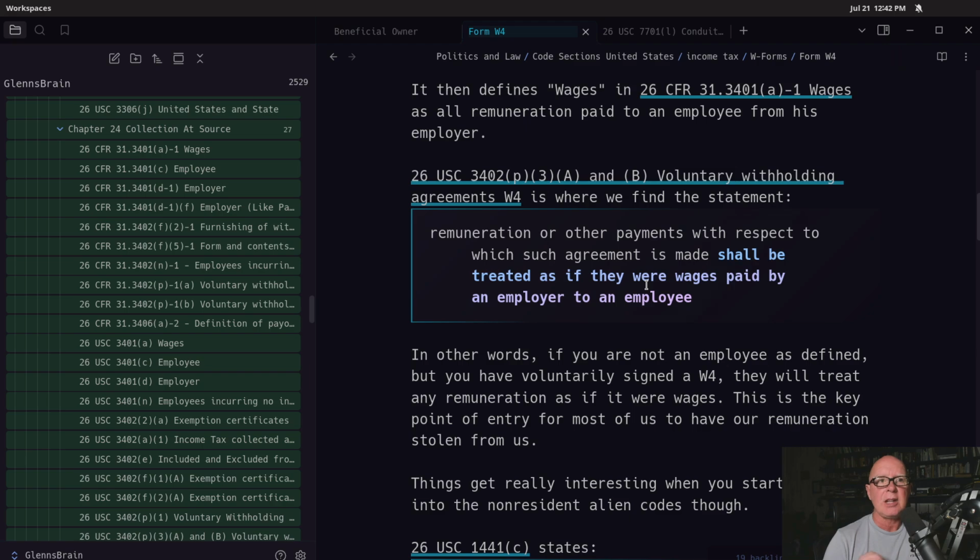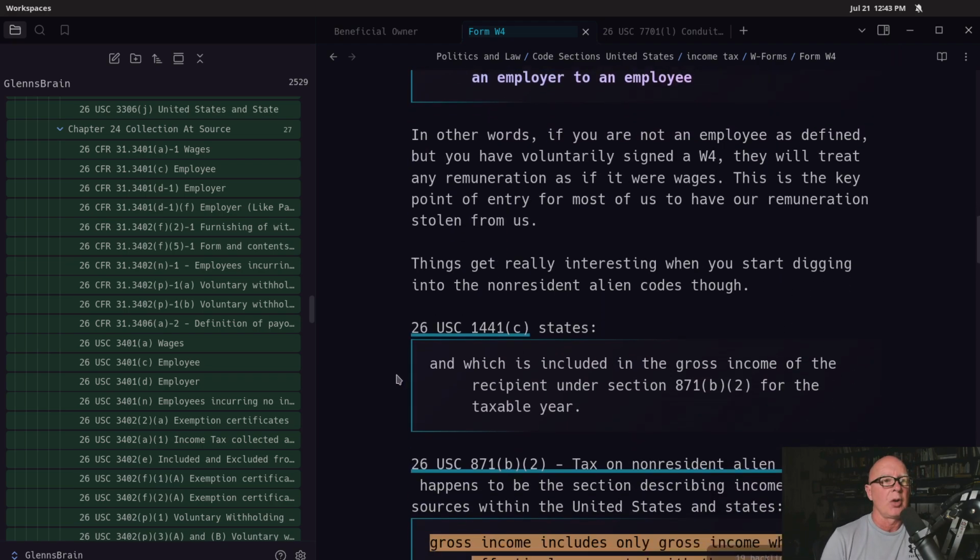But it's just kind of key to keep up with the fact that we're talking about a voluntary withholding agreement, and a withholding agreement or withholding certificate is there to change or to set your status as a certain type of person. So you have voluntarily given them a W-4, which has caused them to say your status is someone holding money for a non-resident alien. So we're going to keep on going here.